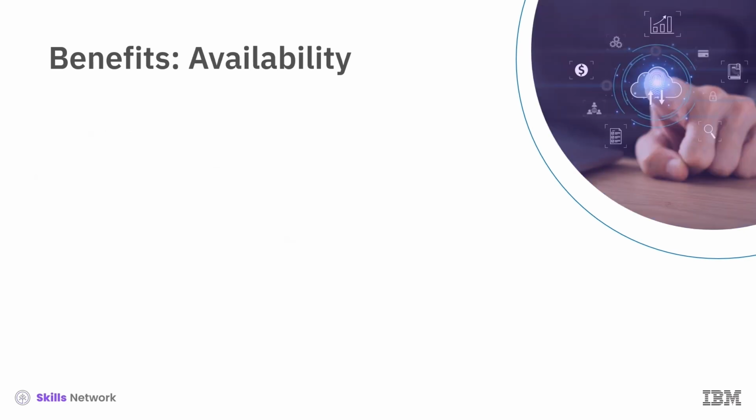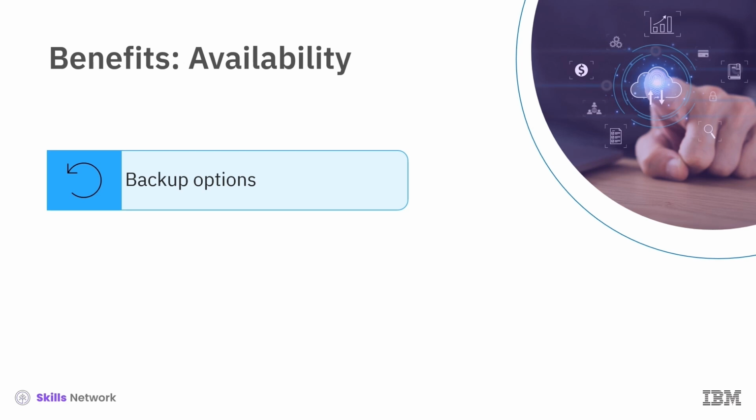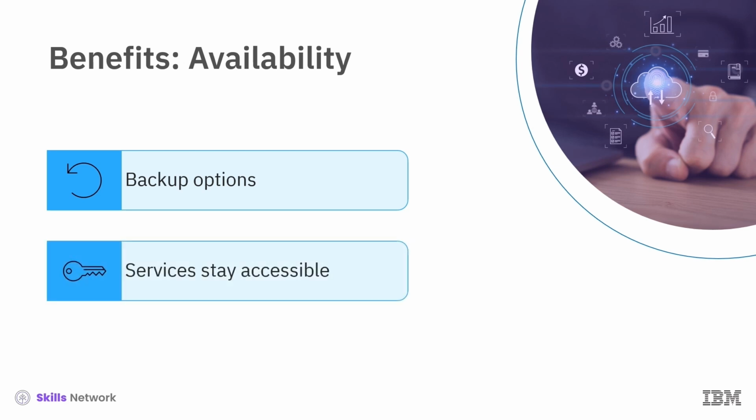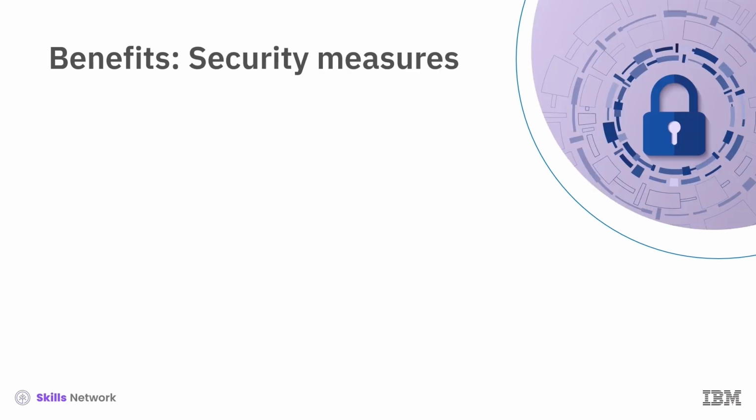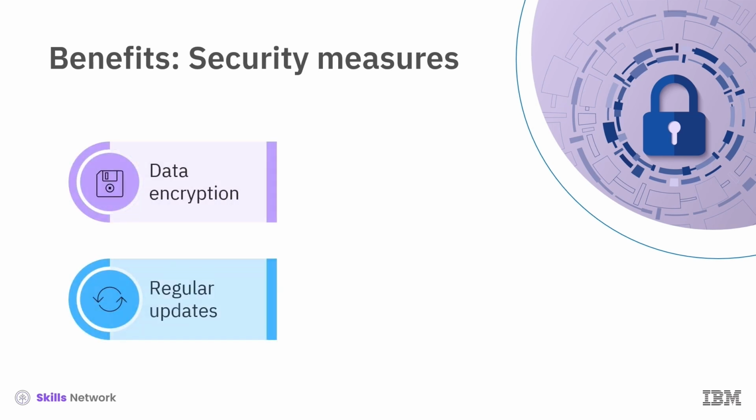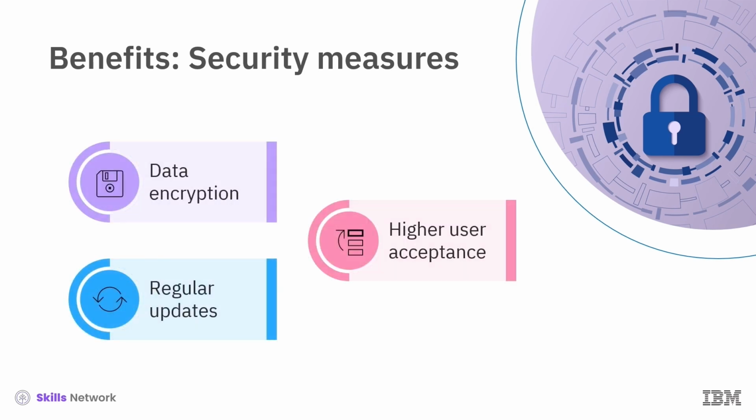Cloud providers also offer high availability and backup options, ensuring that mobile services stay accessible. In addition, the cloud provider may use load balancers, preventing any single server from being overwhelmed. And finally, a critical requirement for all apps is their security. Cloud providers implement advanced security measures, including data encryption and regular updates. Such security measures can also help increase user acceptance and trust for the app.